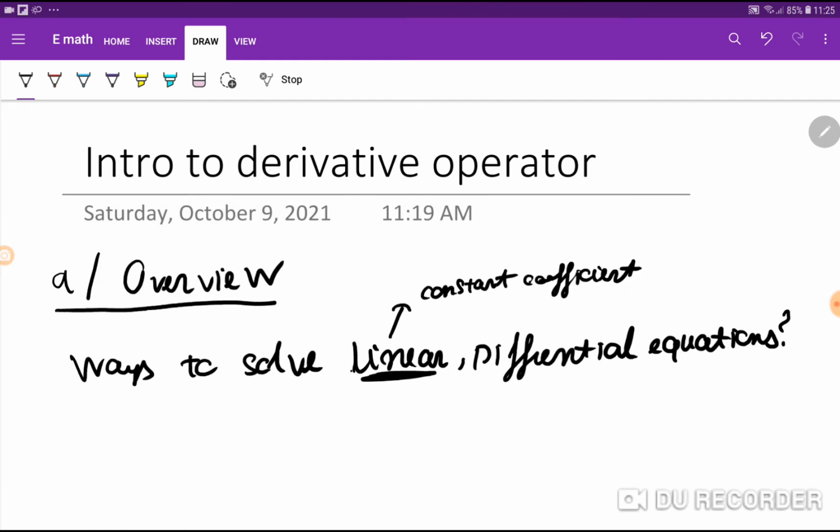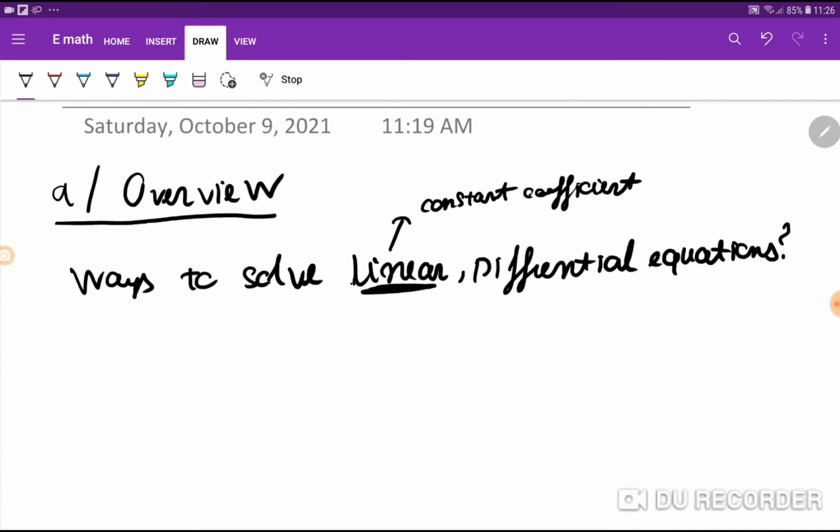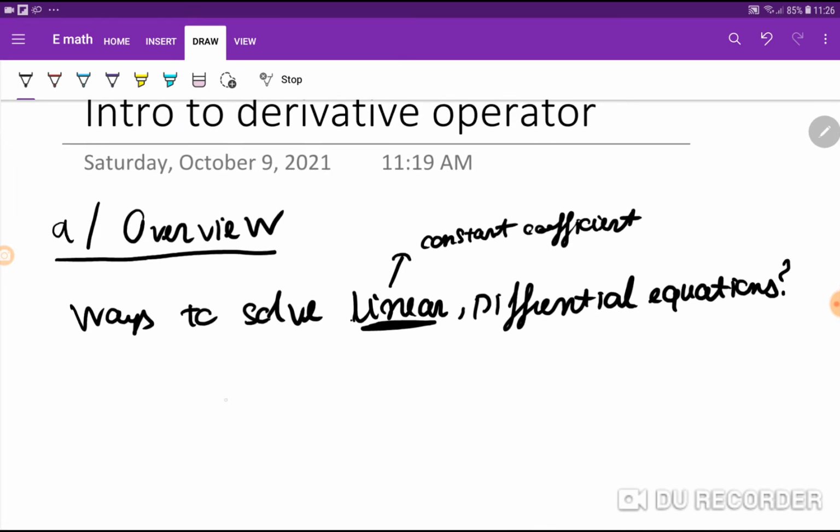A differential equation, if you guys are not familiar, is something like this: y prime plus 3y equals 5x. It's linear because you see the coefficient of each term of y is a number, so it's constant.